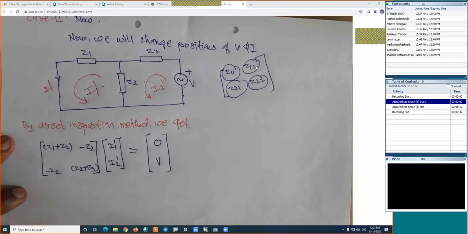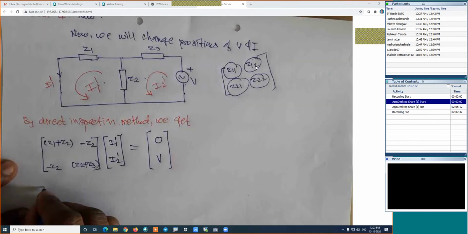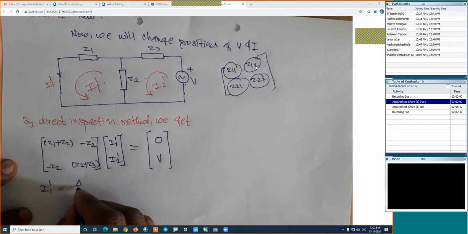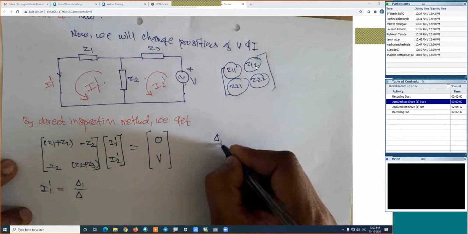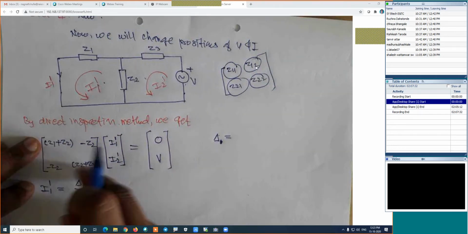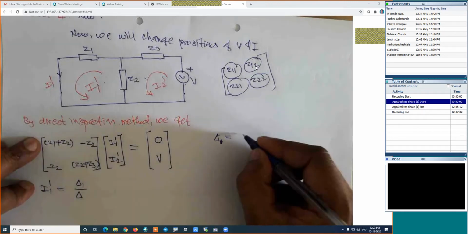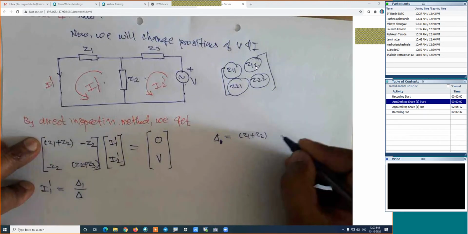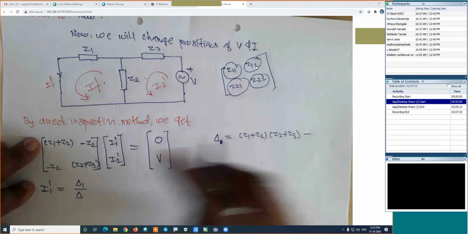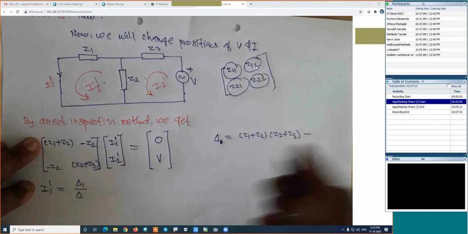Is it right? In what value are we interested? We are interested in the calculation of I1 dash. This is the value we need. What is the formula for I1 dash? I1 dash is nothing but delta 1 upon delta. First, I will find out the delta. This delta is the multiplication of these two minus this. Z1 plus Z2 into Z2 plus Z3 minus, and this minus into minus will be plus, that is Z2 square.